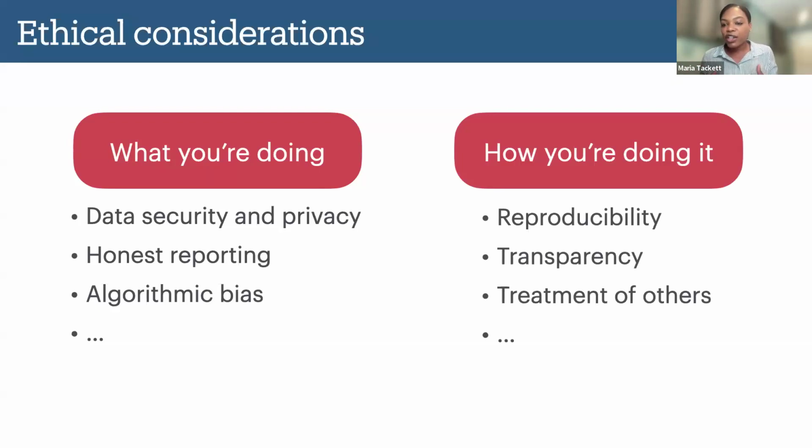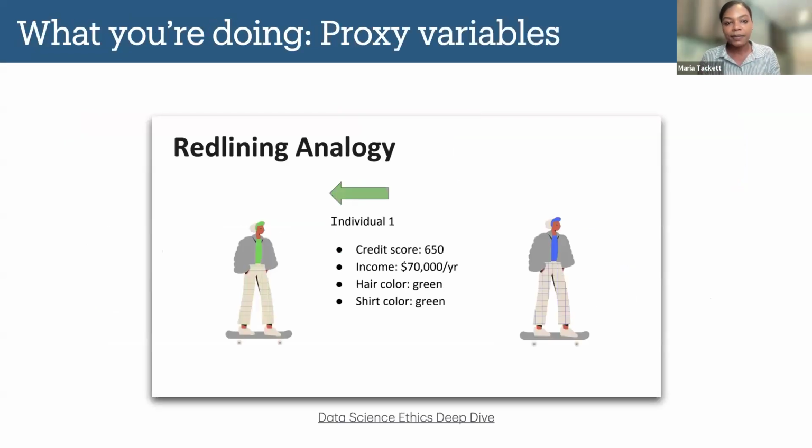But then there's the how you're doing it. So are you doing the work in a transparent and reproducible way? Again, back to this collaboration piece. Are you treating others ethically, both in the people you're collaborating with, but also the subjects who may be represented in your data set? And so I'll provide a brief example of how I've discussed these with students, both the what you're doing and the how you're doing it.